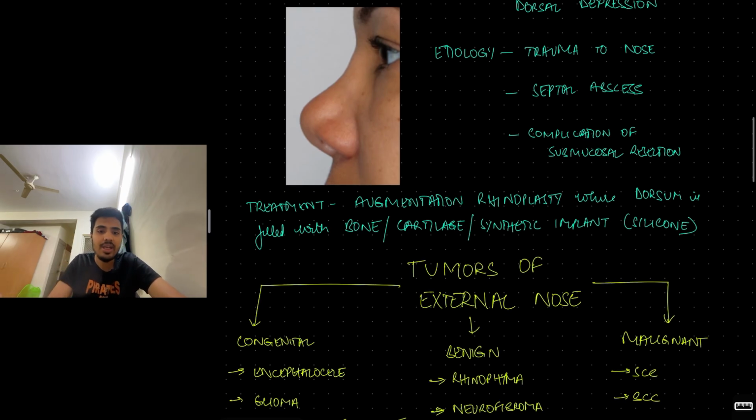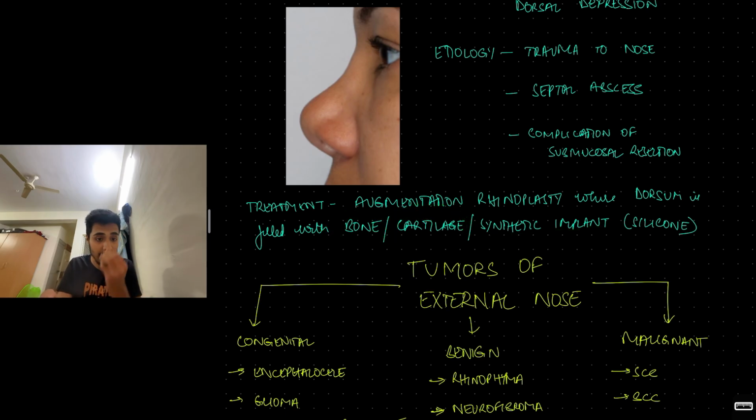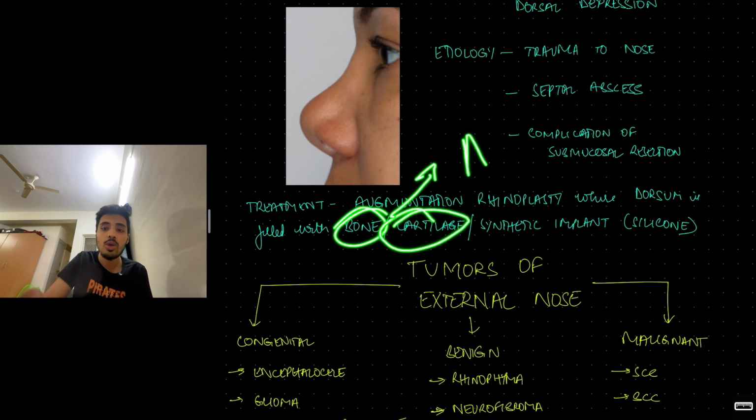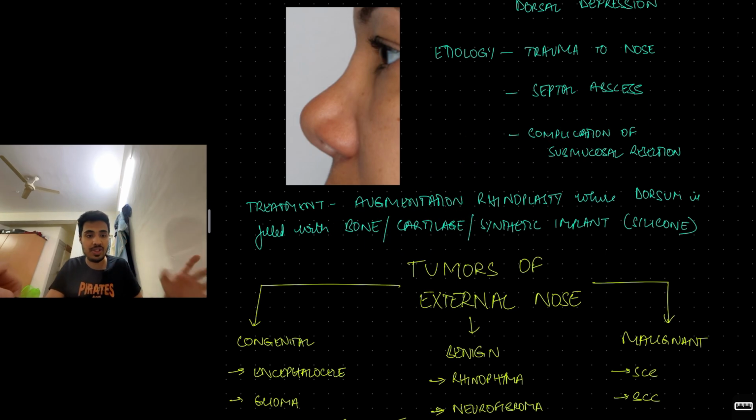So how will you treat it? Rhinoplasty, augmentation rhinoplasty, where you will fill the dorsum with any bone, any cartilage, or any synthetic implant like silicone, so that once again it gives a structure. And always remember, this bone transplant, cartilage transplant, autologous is preferred over getting the graft tissue from any other person. You always prefer it to receive it from the same individual. So that is the treatment.